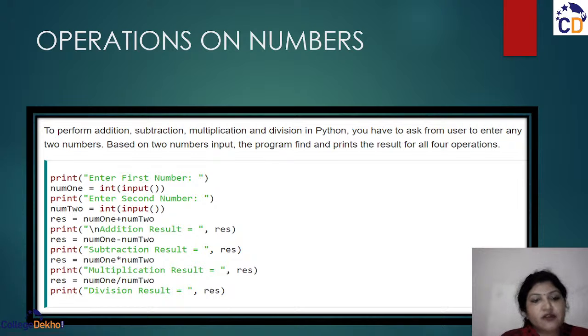Then afterwards we have taken the multiplication of two numbers and stored the product in the res variable only. I told you in the previous classes also, a single asterisk is used for multiplication and a double asterisk is used for power. Then we have taken the division of two numbers, stored the result, and printed it on the screen. So this is how we perform different operations on two numbers.